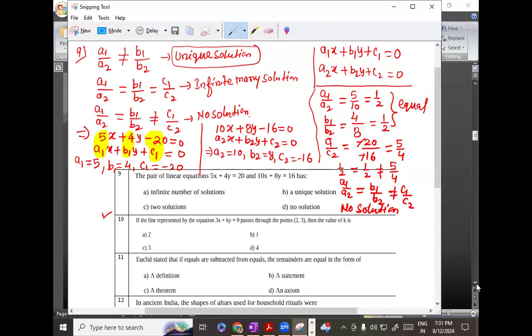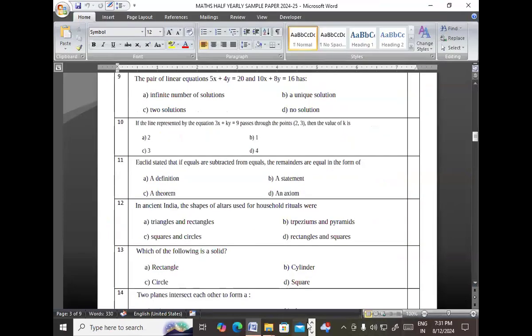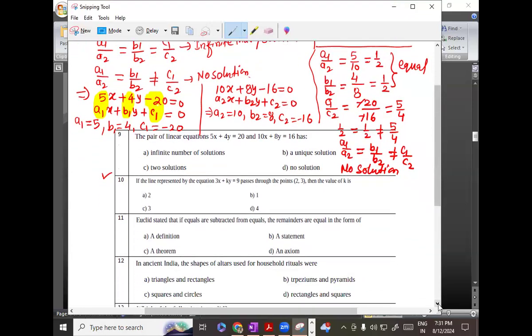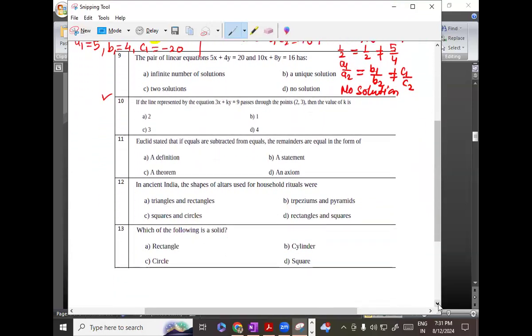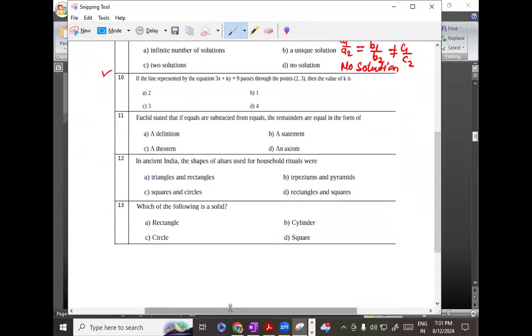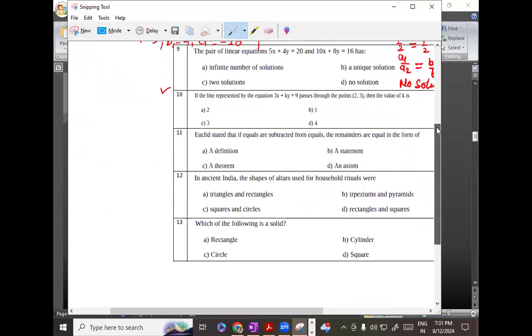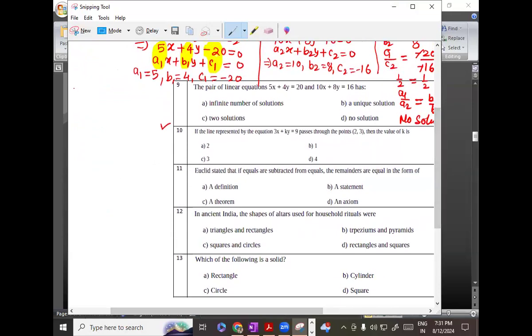Okay, please tell me question 10. Sir, I sent it in the chat box. Yes, correct. So we just need to replace the values of x and y and solve for k. The answer is option B. Yes, sir, option B is correct.